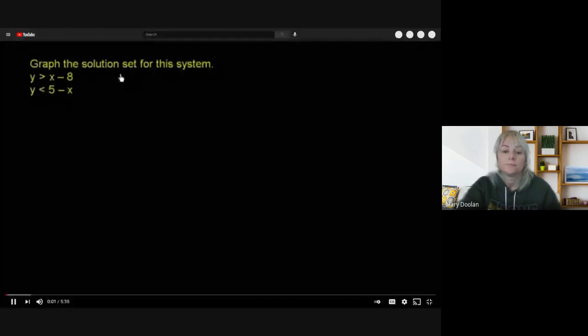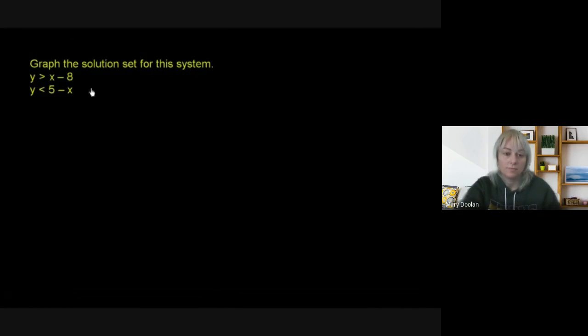Graph the solution set for this system. And it's a system of inequalities. We have y is greater than x minus 8, and y is less than 5 minus x. So let's graph the solution set for each of these inequalities. And then essentially where they overlap is the solution set for the system, the set of numbers, or the set of coordinates that satisfy both.